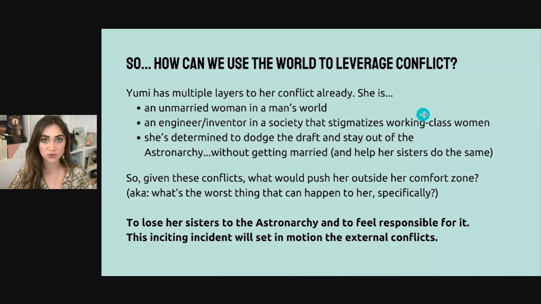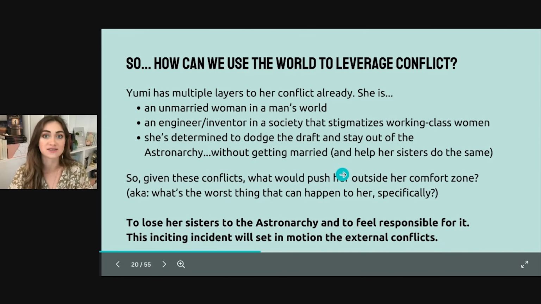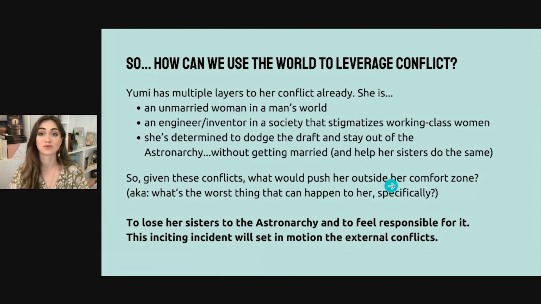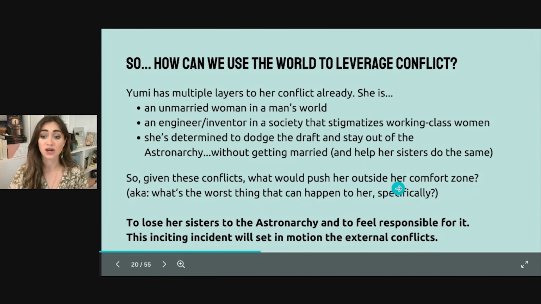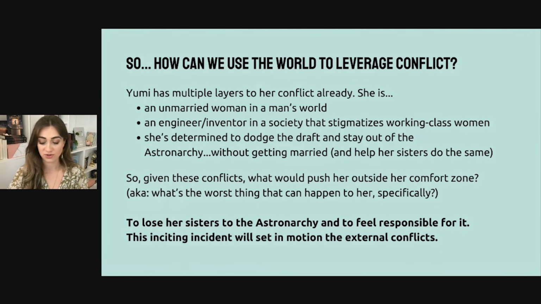Okay, now setting up this world, what's the worst thing that could happen to this character? What can push her outside her comfort zone and become the inciting incident? I came up with this answer: to lose her sisters to the Astronarchy and to feel responsible for it. Okay, so that would probably be pretty difficult for her to deal with. This inciting incident would also set in motion all the external conflicts that I have planned for this story.